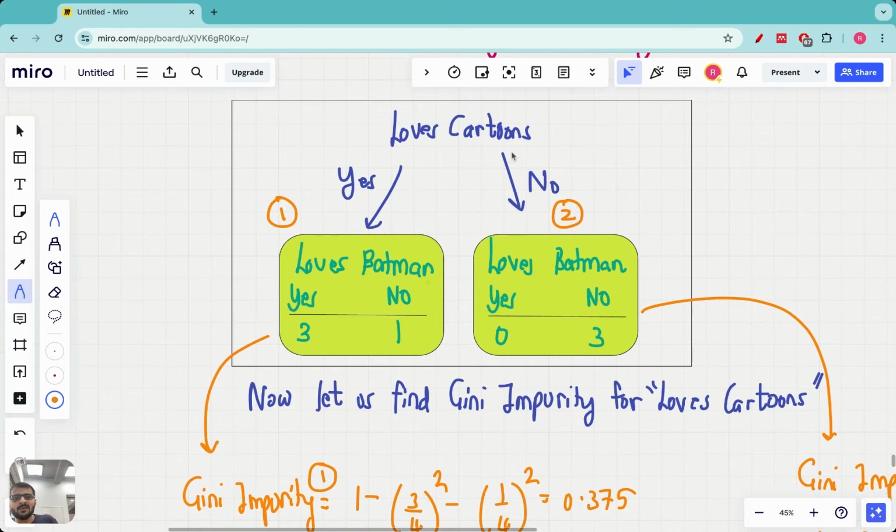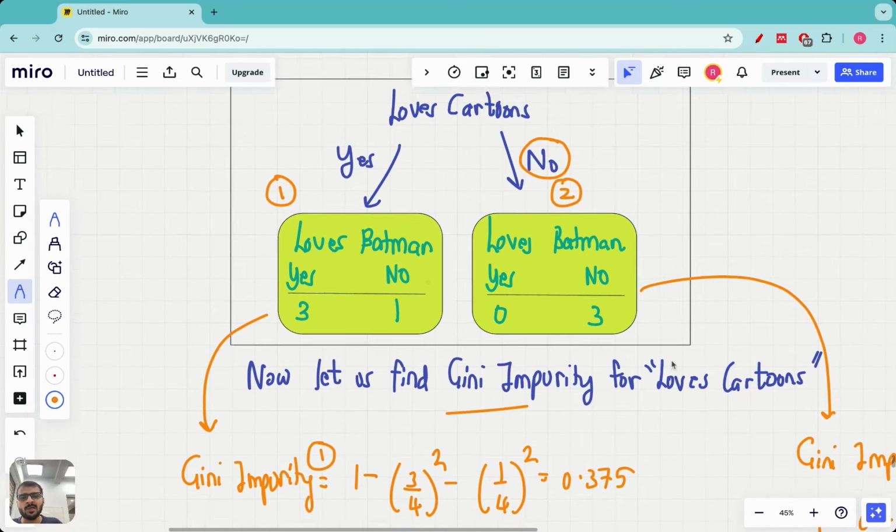Now, let's look at the Loves cartoons and let's look at the decision map. If Loves cartoons the answer is yes, then for Loves Batman 3 say yes and 1 says no. If the Loves cartoons answer is no, 0 say they love Batman and 3 say they don't love Batman. So this is the decision map. And let us now find the Gini impurity for Loves cartoons.